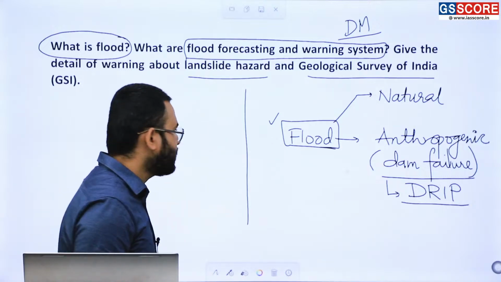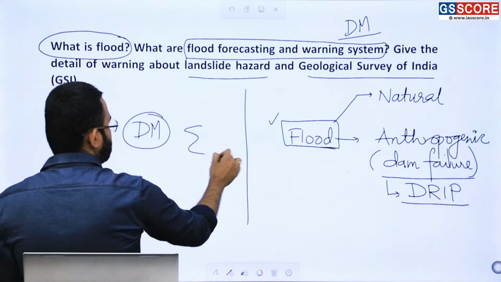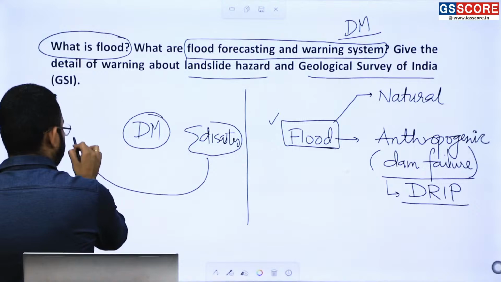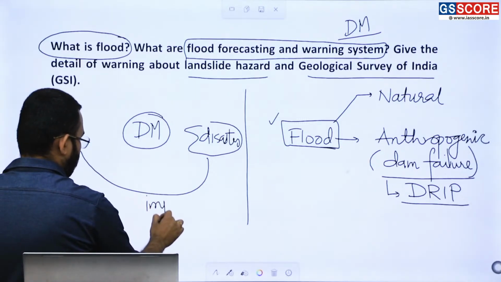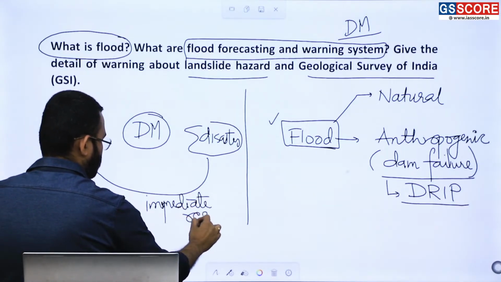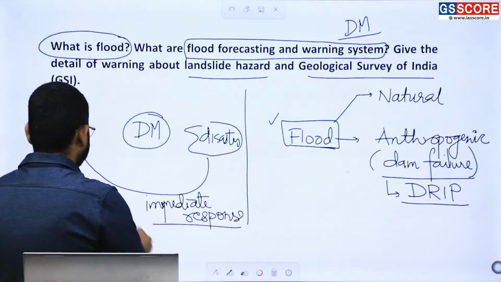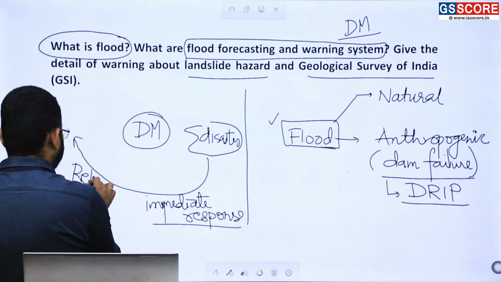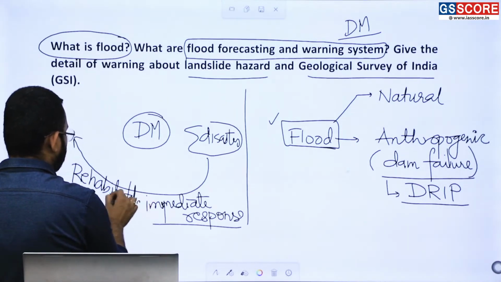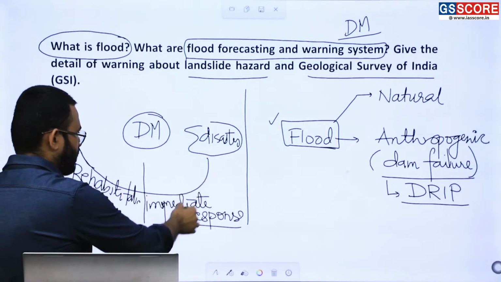Now forecasting and warning system is part of any disaster management life cycle. If the disaster happens here, so one part is the immediate response in terms of providing relief to the victims, right? Then you talk about the rehabilitation. Rehabilitation is a little bit long term, not exact immediate response.